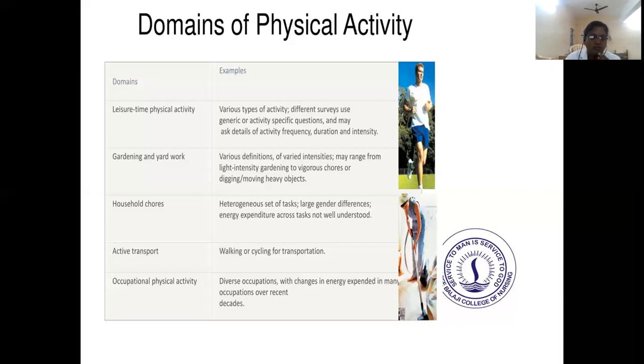Active transport, walking, is essential for transportation. Occupational physical activity covers diverse occupations, and there has been a change in energy expended in occupations over recent decades. These are the domains related to physical activity.